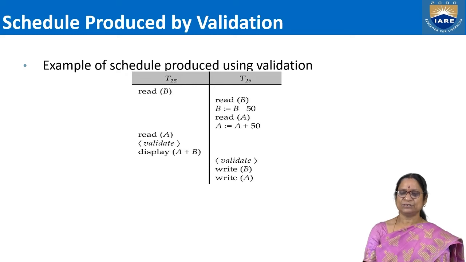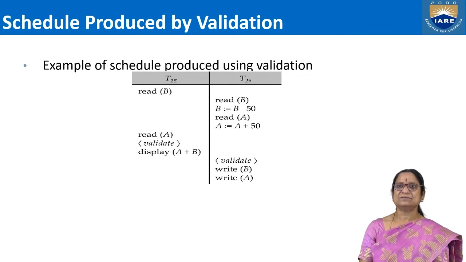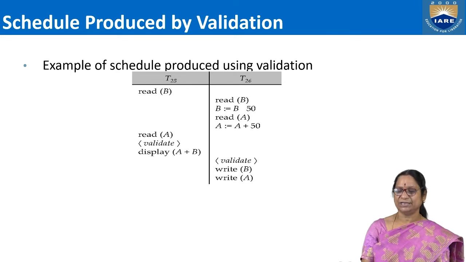Let us assume that two transactions are there: read B, and the second transaction is read B, update of B, read A, update of A. Read A, validate. We have to validate because we are considering the read was done by the already finished T25. Display A plus B. Then here also we have to validate that. Now please observe that T25 entered earlier and finished earlier, T26 entered later, it is possible, but the validation has been done after finishing T25.